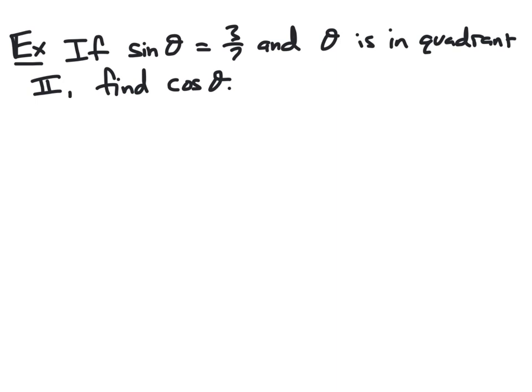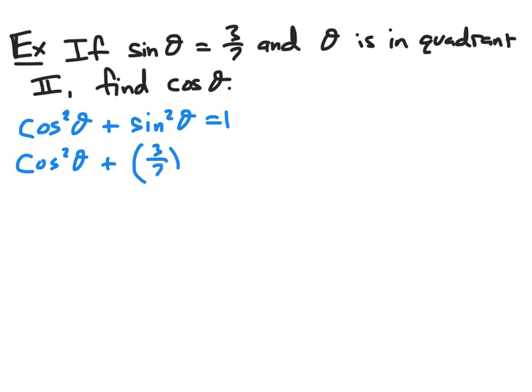One of the useful aspects of the Pythagorean identity is that it allows us to convert between sine of theta and cosine of theta. In this example, we're given that sine of theta is 3/7 and that theta is an angle in quadrant 2, and we'd like to find the value of cosine theta. So we can start by considering the Pythagorean identity, cosine squared theta plus sine squared theta equals 1. We're given the value of sine of theta, so we can substitute that in to obtain cosine squared theta plus (3/7) squared, and that'll have to equal 1.